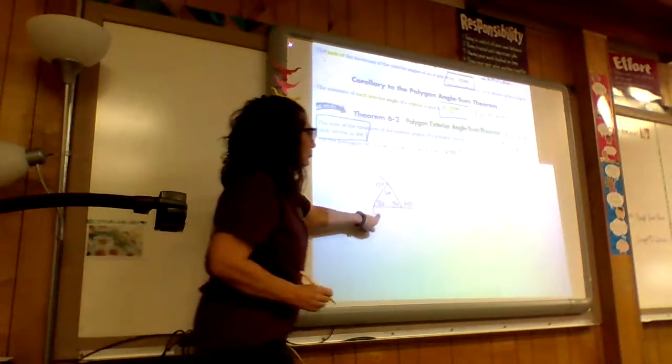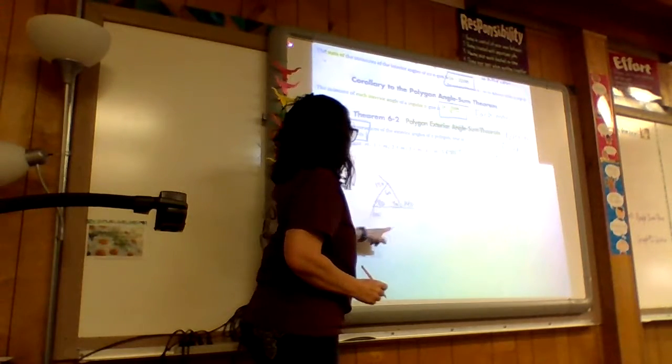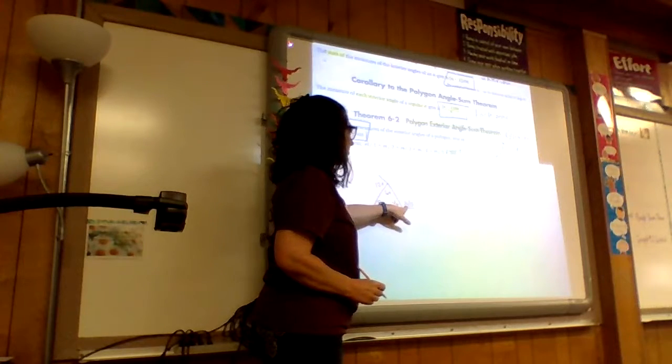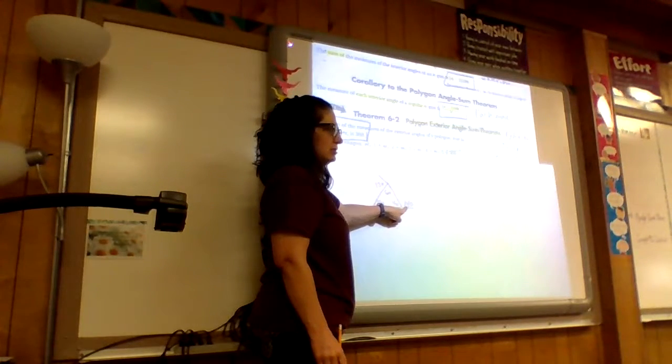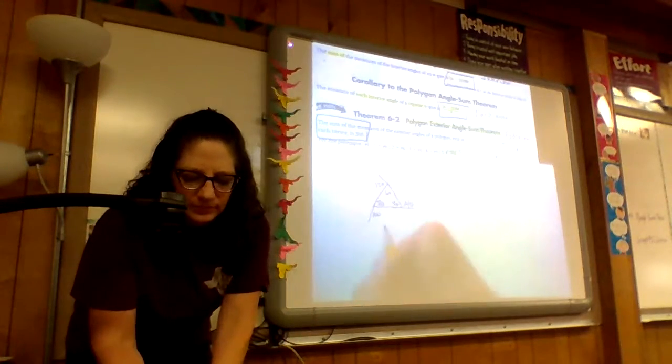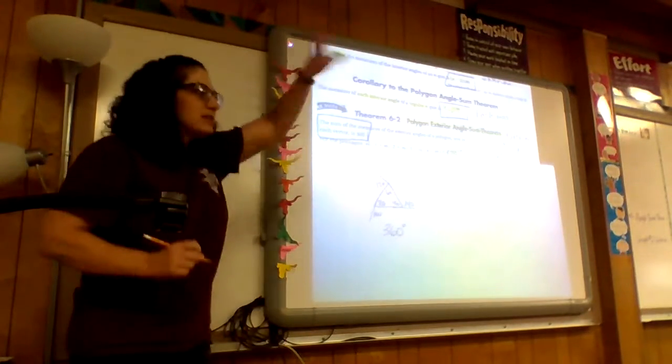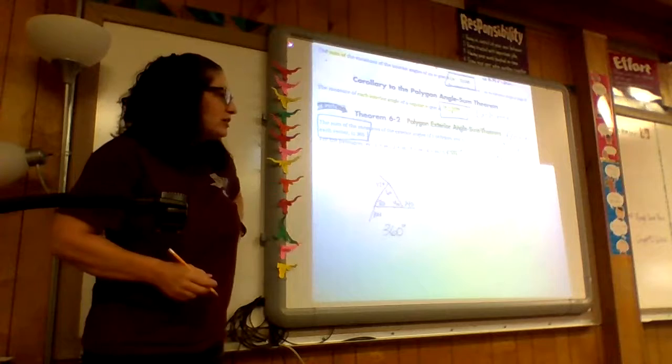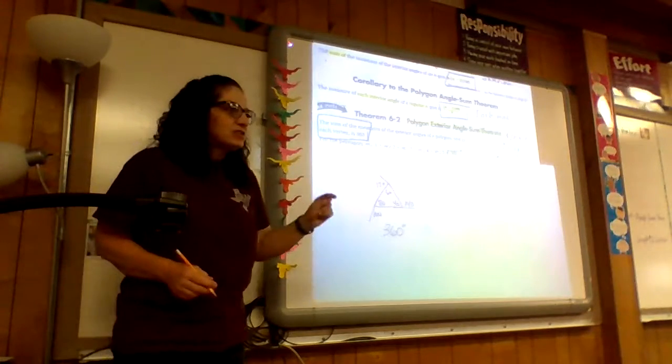Okay, what's the sum of all 3 of those exterior angles? Add them up for me real quick. 120 plus 140. 260 plus 100. 360. Okay. 360, like you're going around the figure, 360 degrees is that exterior.